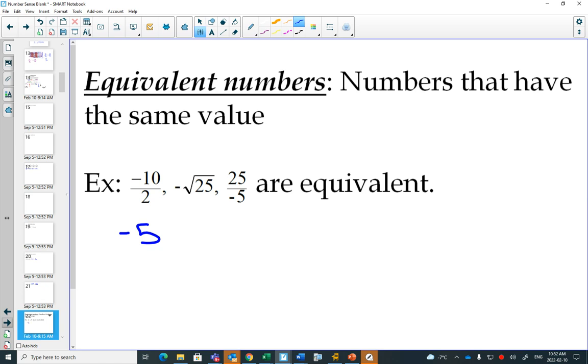Oh, we didn't have 5 minutes. My clock at the back needs to be switched. And negative 5. And negative 5.